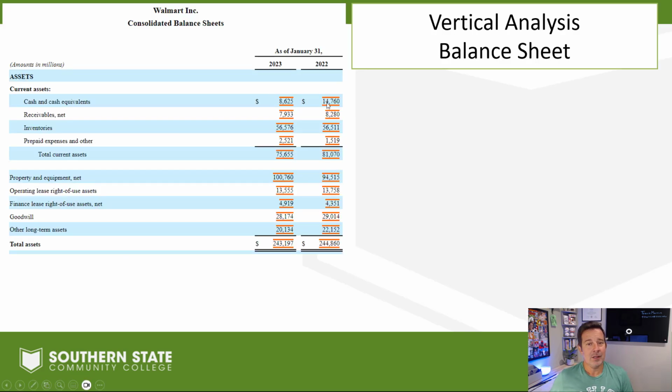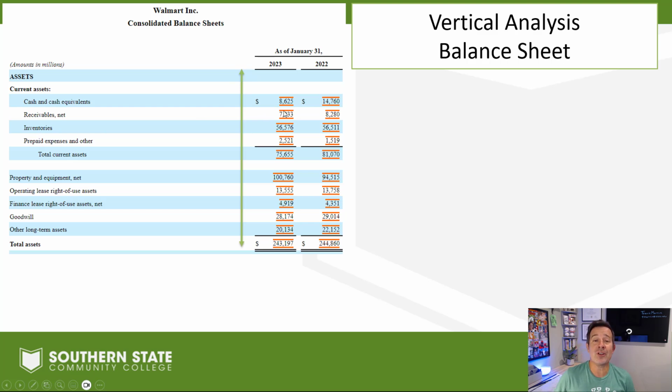You see Walmart's balance sheet right here. We have current assets, we've got property and equipment, we've got total assets down there. When we do the vertical analysis on the balance sheet, we're going to divide every line item by total assets. You can think of all these assets, the total assets, as a pie. Cash is a slice of the pie. Receivables is a slice of the pie. Inventory is a slice of the pie.